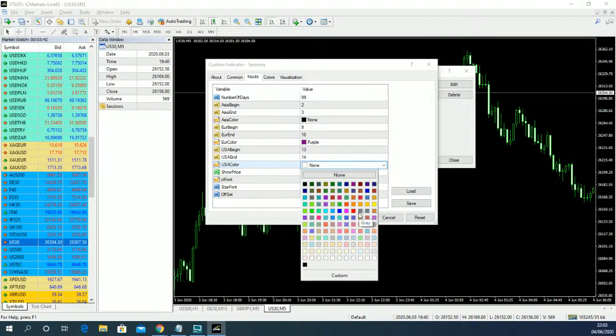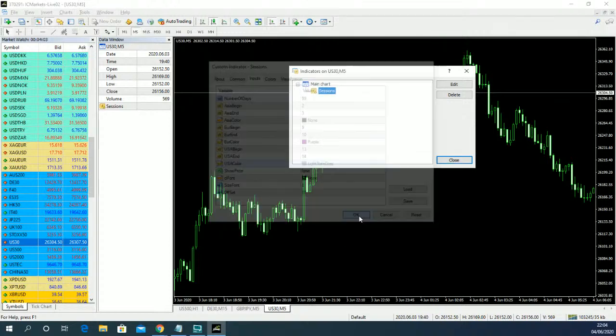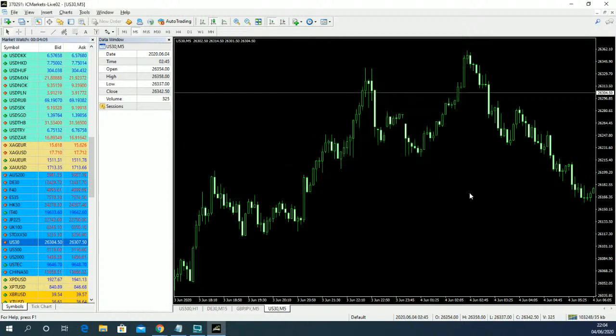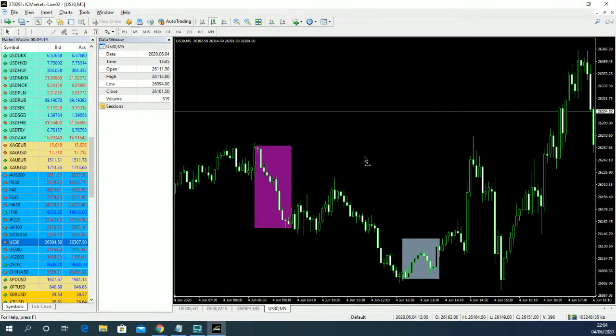What color shall we give it? Any suggestion? Should we make it light gray? Yeah, light gray color. Okay, so the Euro session still remains purple. Now we have the American session here, and this is the Europe session here. That is the American session.